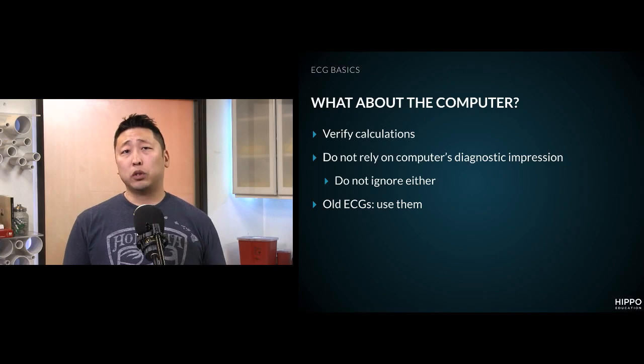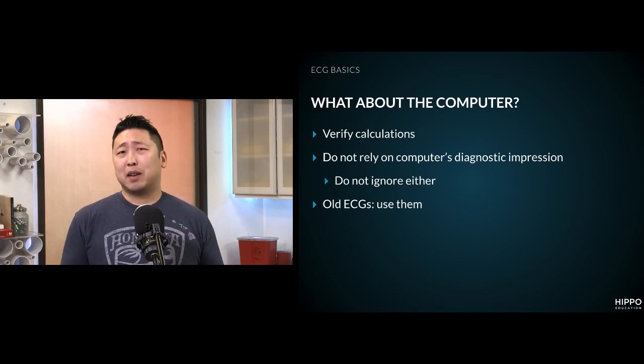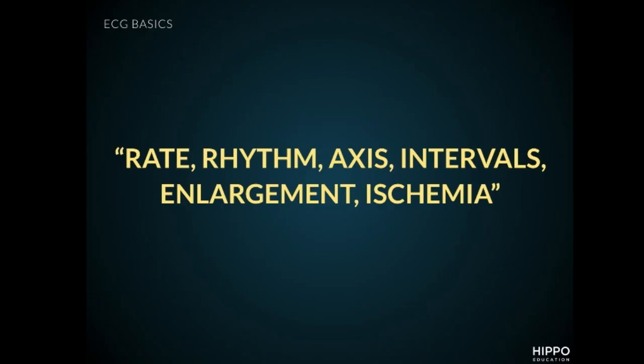If you have access to old ECGs for your patients, and sometimes you don't, oftentimes you don't, but if you do, definitely want to use them, because that abnormality you see on the ECG may have existed for a long time for that patient and nothing has actually changed. Now, the way that I systematically approach ECGs is this mantra: rate, rhythm, axis, intervals, enlargement, and ischemia. I've done this over and over again to the point where it just becomes second nature to me, but this is a good place to start to systematically approach how to interpret ECGs.